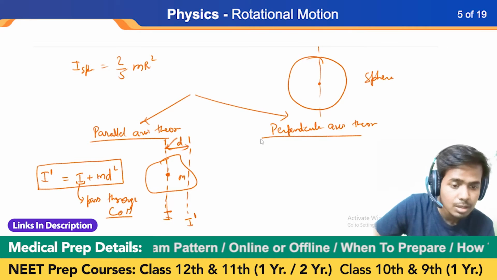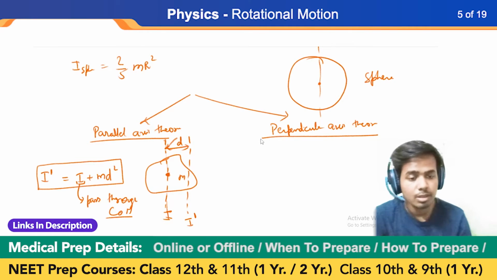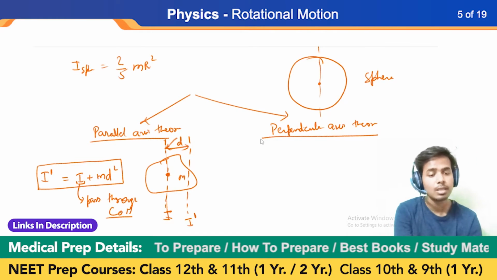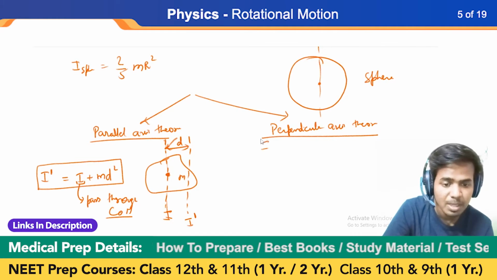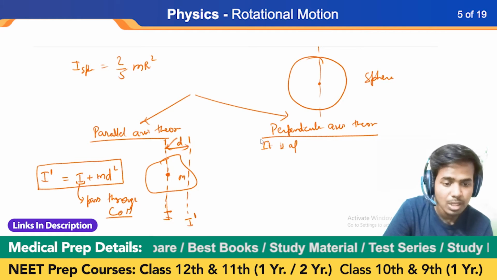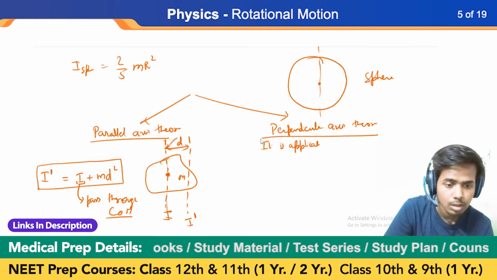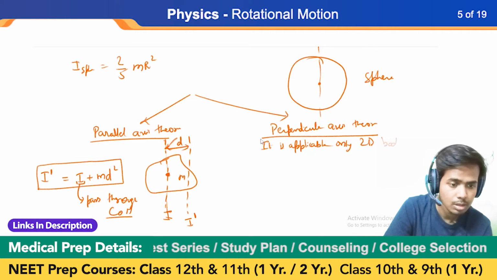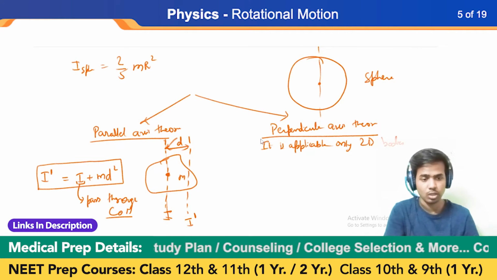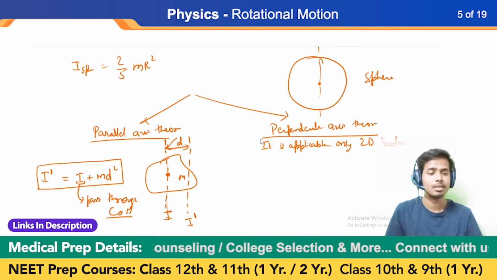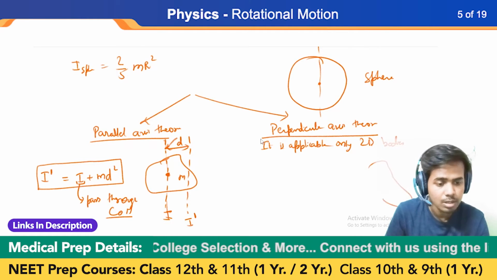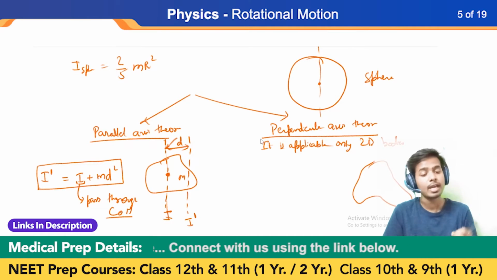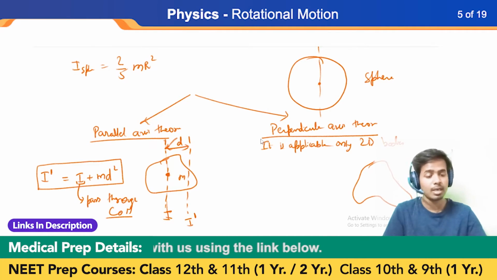In the same manner, we have something called the perpendicular axis theorem, and there is a restriction about this, that it is applicable only to 2D bodies, or laminar bodies we call them. 2D means a sheet. It could be of any shape, it doesn't matter, but it has to be a sheet. It should not have any length in the third dimension.